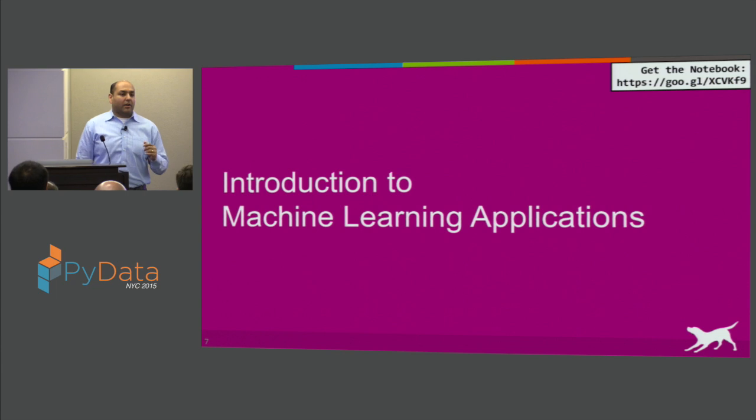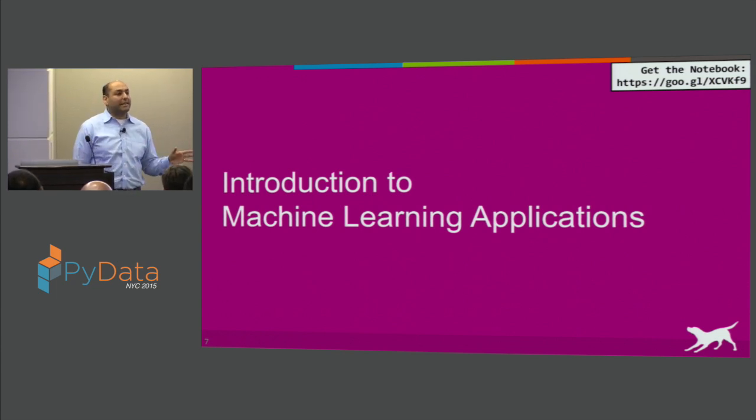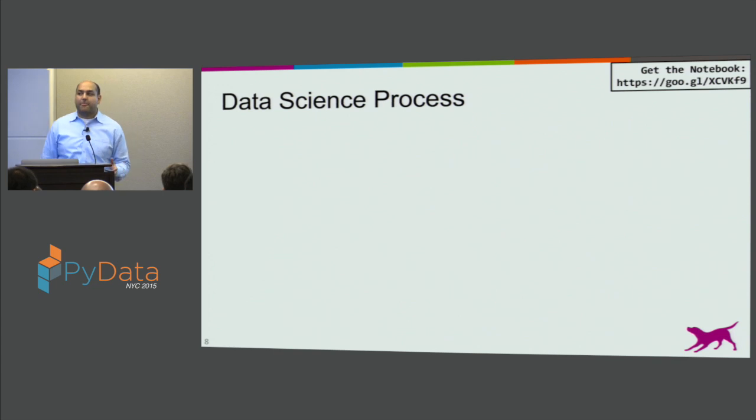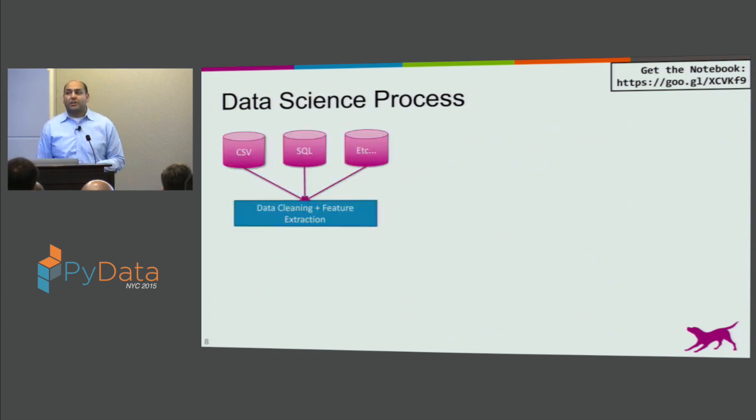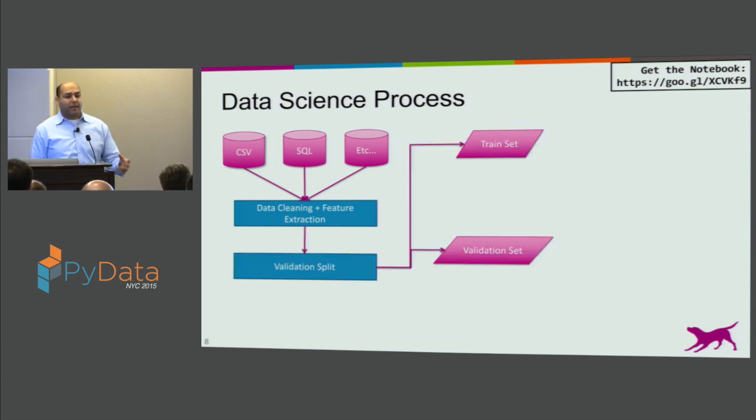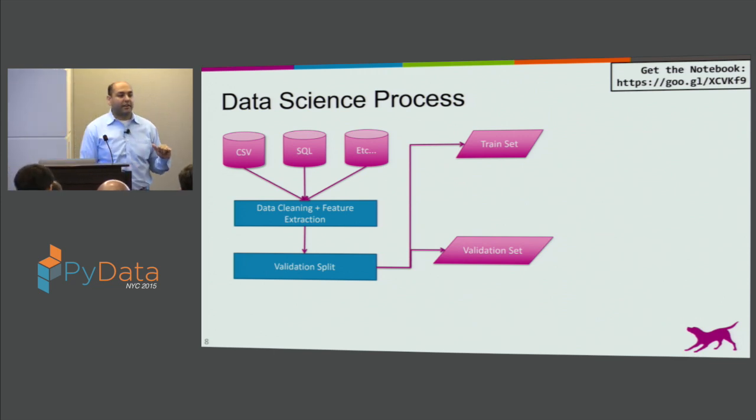So what do I mean by a machine learning application? How is this different than data science today? So if you look at data science today, it might look like this. You start with some data. Could be messy from all these different places. You've got to clean it up, extract features from it. Then you're going to split the data set, right? So far, so good, into a training set and a validation set.